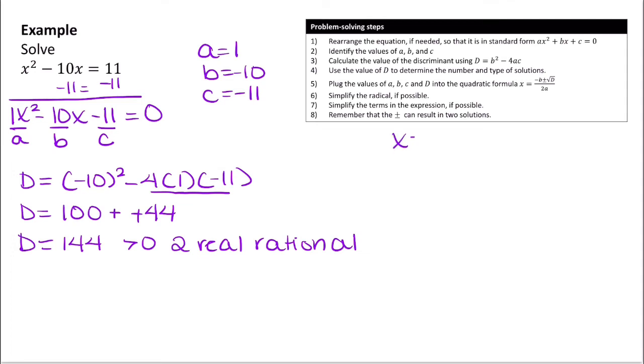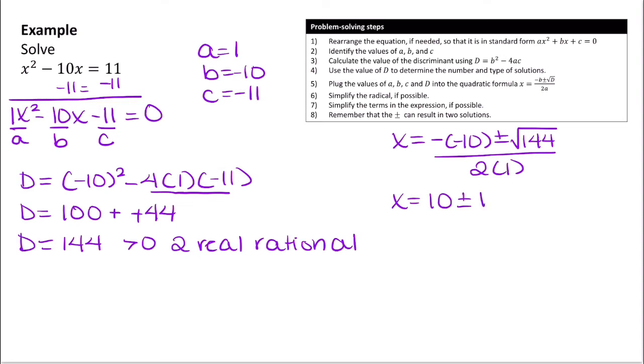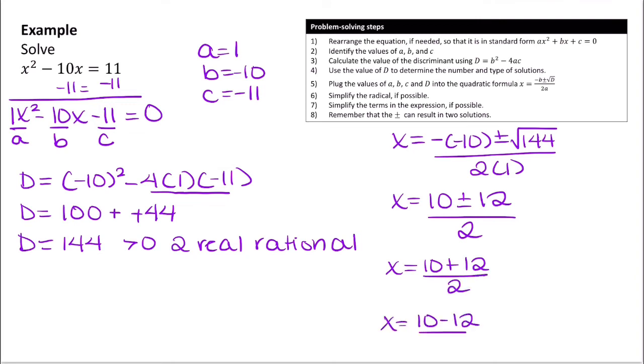So we have x equals negative b, so negative 10, plus or minus the square root of d, so square root of 144, and that's all divided by 2 times a, so 2 times 1. So we have x equals 10, right? Negative, negative makes positive, plus or minus the square root of 144 is 12, and that's all over 2. So let's now separate this into two solutions. So we have x equals 10 plus 12 over 2, and x equals 10 minus 12 over 2.